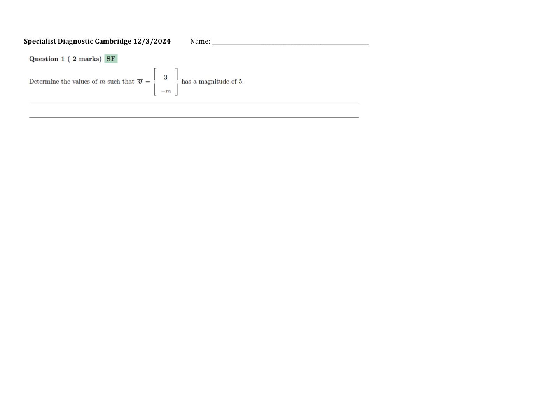Hi guys, I'm going through the answers to the Cambridge Diagnostic questions. Question 1: determine the values of m such that this vector has a magnitude of 5.